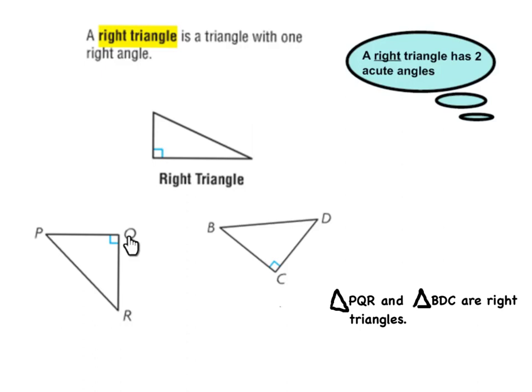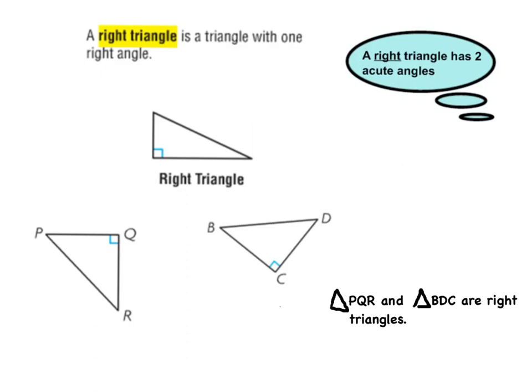Now, don't call this an acute triangle because you see 2 acute angles. That's misleading. A right triangle will be called a right triangle if it's a triangle with one right angle. Now, let's look at this example down here. Triangle PQR, that's this triangle right here, and BDC are right triangles. These are both right triangles because, as you can see, there's a right angle right here and right here.